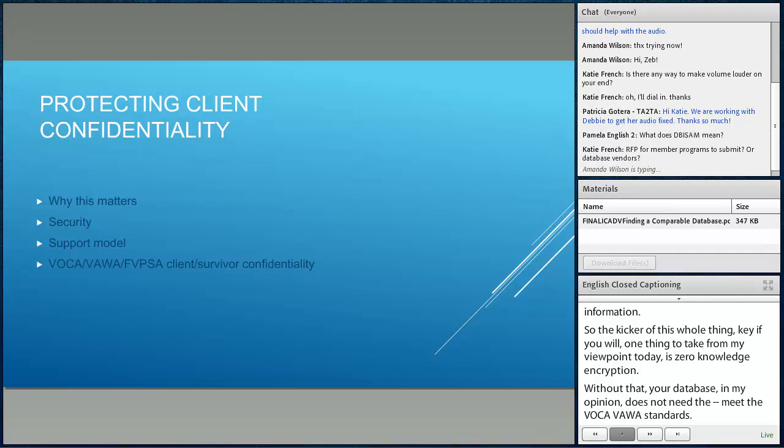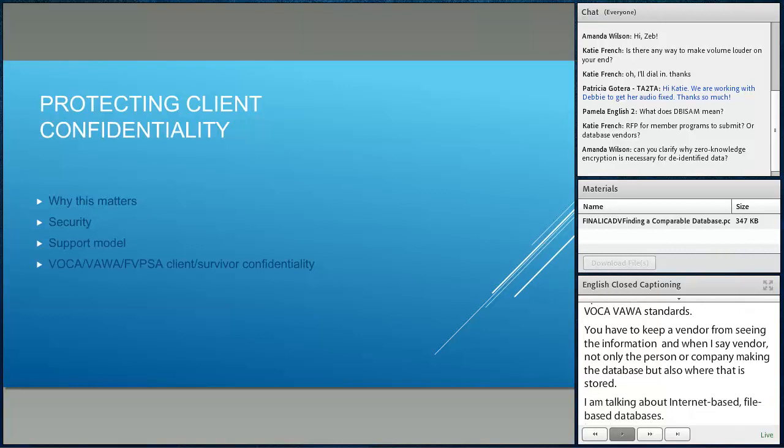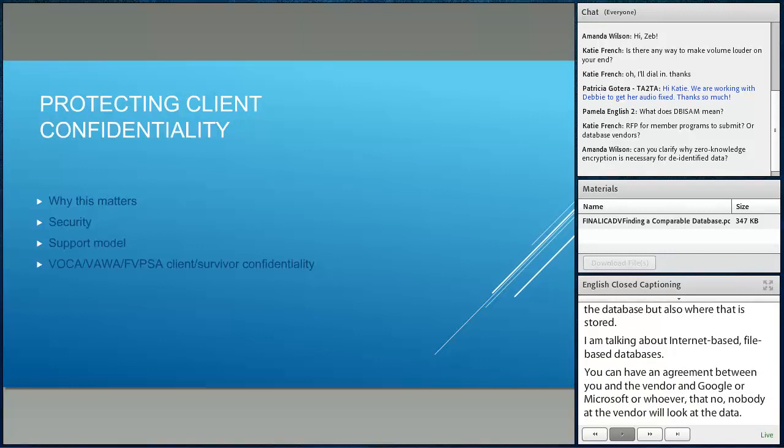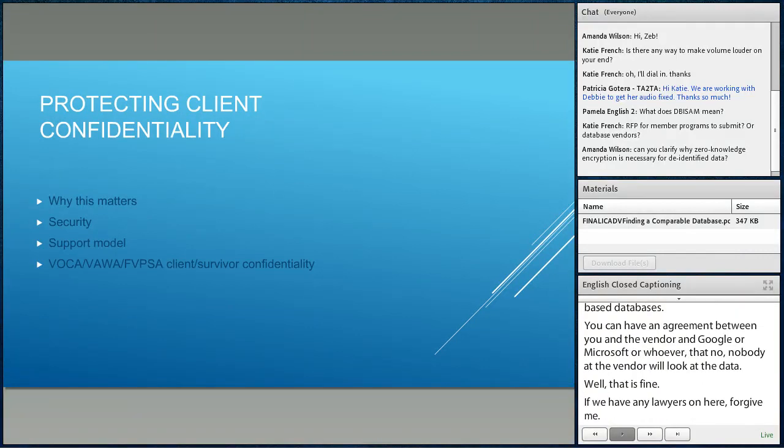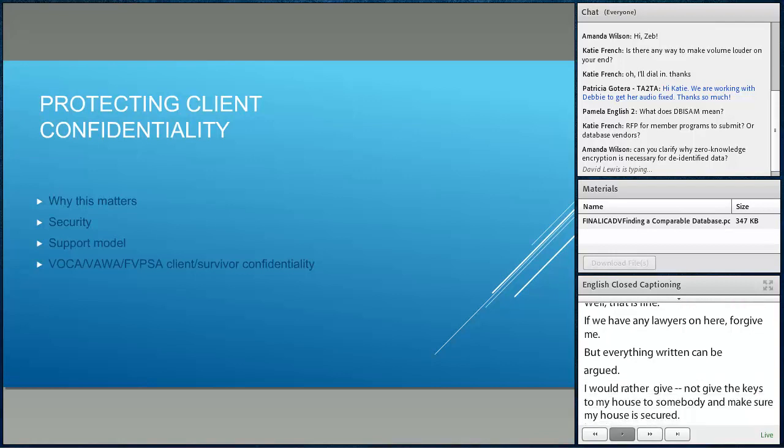You can have an agreement between you and the vendor and Google or Microsoft or whoever that nobody at the vendor will look at the data. Well, that's fine. And if we have any lawyers on here, forgive me, but everything written can be argued. And I would rather not give the keys to my house to somebody and make sure my house is secure. I'd rather just not give them the keys to it. That's what zero-knowledge encryption allows us to do. In a nutshell, I can go down and get in the weeds with that, but that's the critical bit.